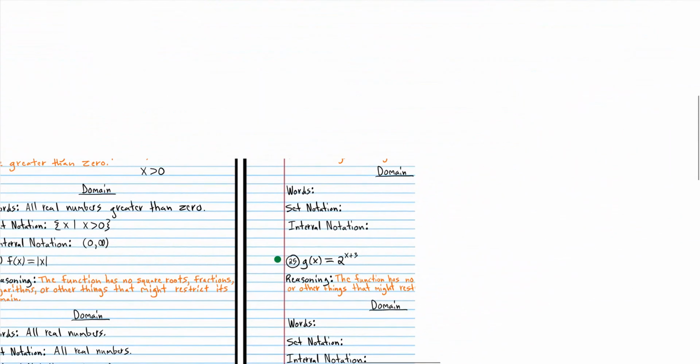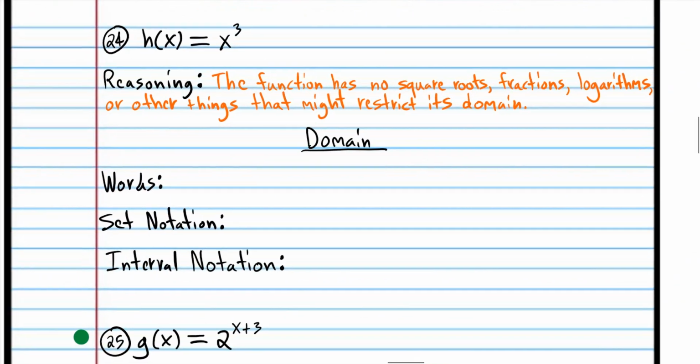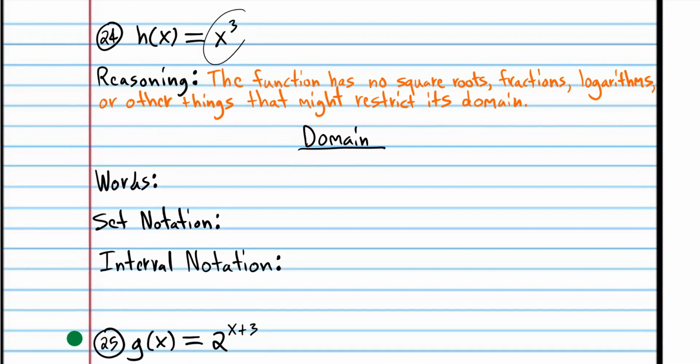So here we have another example. Think of any x values that you could plug into this function that would not produce an output, or would have an undefined output. There is nothing. As long as you're plugging in real numbers, there's nothing that will cause a problem. So the function has no square roots, fractions, or logarithms that might restrict its domain. Therefore, x can be any number as long as it's a real number.